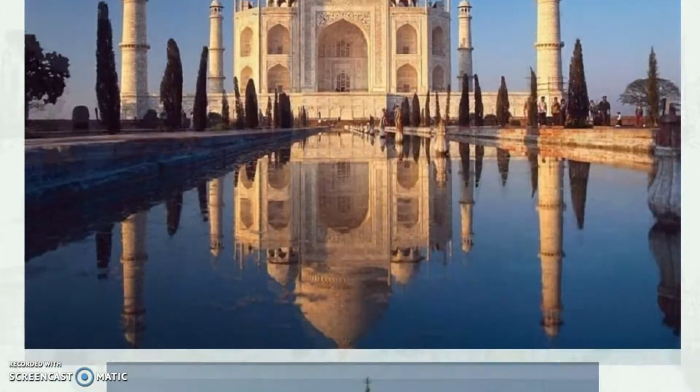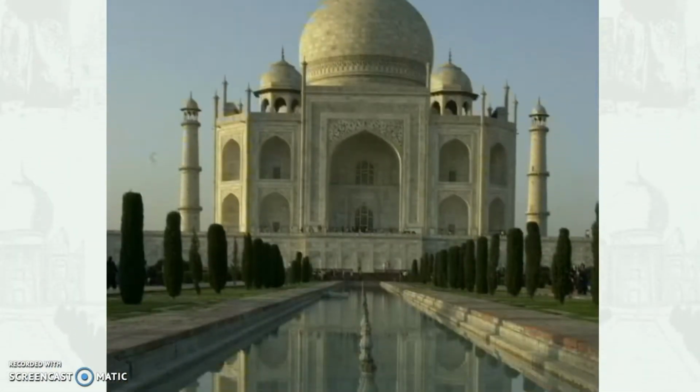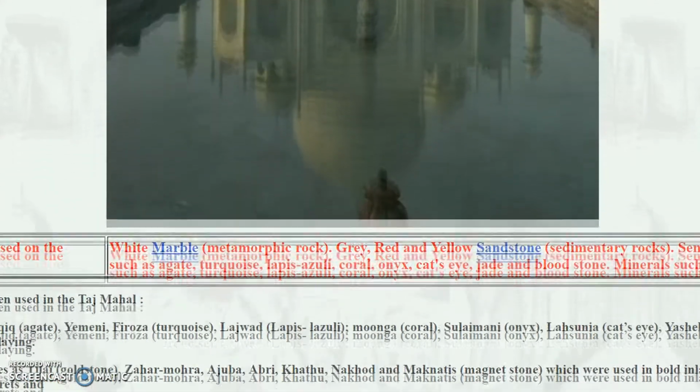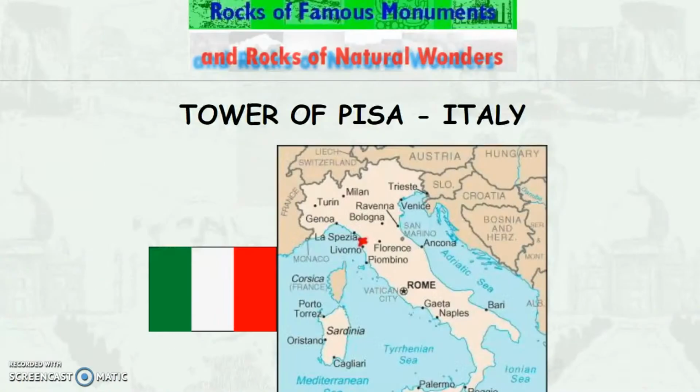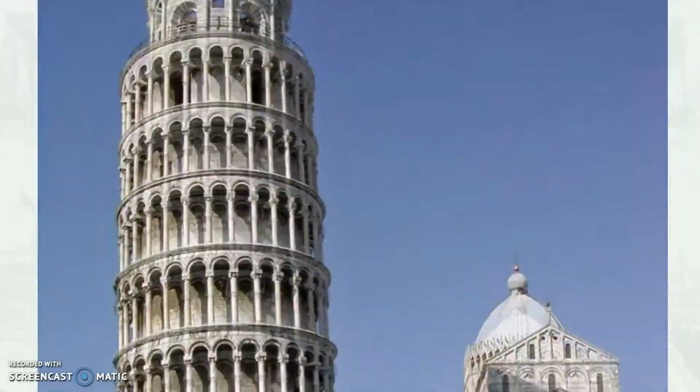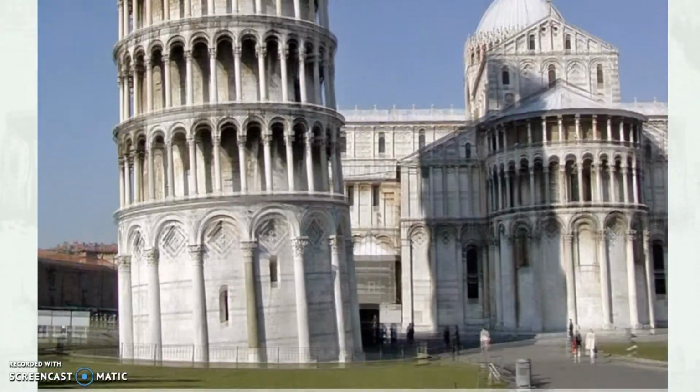And this is the Taj Mahal. It's a big cathedral. And it's made out of white marble, gray, red, and yellow sandstone. And sandstone, if we recall, is a sedimentary rock because it was in our Nearpod video. The second location we'll be visiting is the Tower of Pisa in Italy. This is what it looks like.